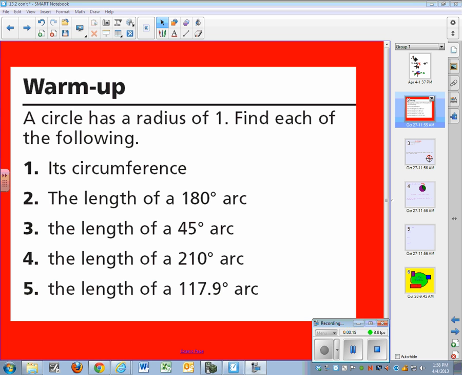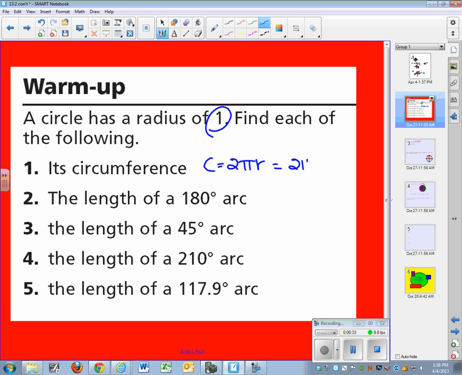First one, circumference. That's the formula that we talked about yesterday, and I said if you don't know this, you absolutely have to know this. The formula for circumference is 2 pi r. So if the radius is 1, we have 2 times pi times 1, or just 2 pi. Leave it in exact form if you can. Okay, so instead of saying 6.28, leave it as 2 pi.